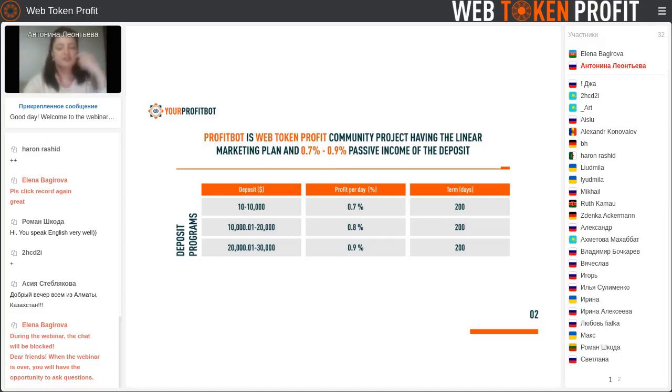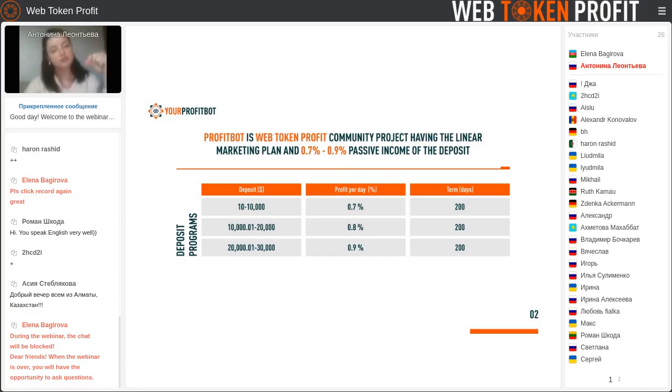Okay, what can we see here? First, this is a line marketing plan with passive income. Second, all deposits work 200 days, and the deposit is included in the payments. And fourth, the number of deposits is not limited. It's very important that you can make deposits every day. And the fifth important thing, you don't need to buy a license. And the minimum withdrawal of ProfitBot is only $5. What does it mean? If you have a deposit, some days you get money from your percent, of course, and when you collect $5, you can withdraw it.